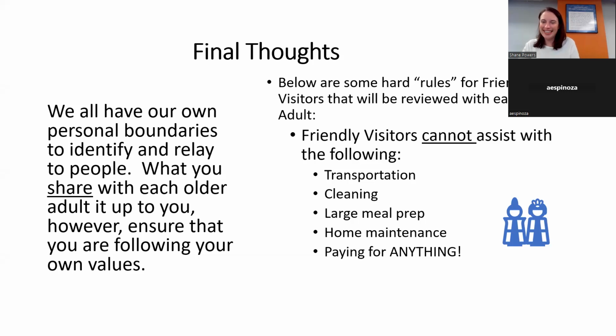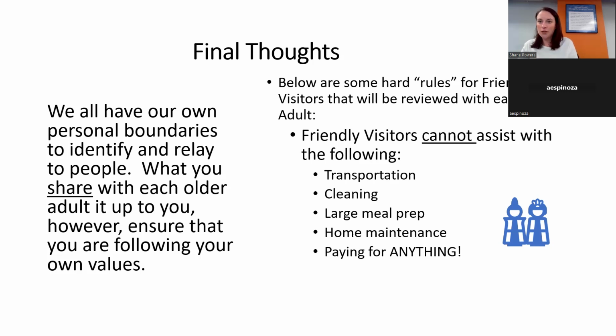Thank you for participating in the Maintaining and Setting Boundaries with Older Adults. Some final thoughts that we have here are ensuring that you understand that we all have our own personal boundaries and how to relay that to different people. What you share with an older adult that you're working with through the Friendly Visitor Care Calls program is up to you. Some older adults may be very open to sharing their entire life stories, and you might not be, and that's perfectly acceptable and perfectly okay.